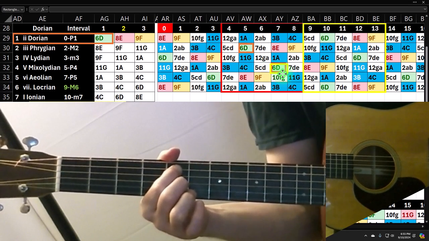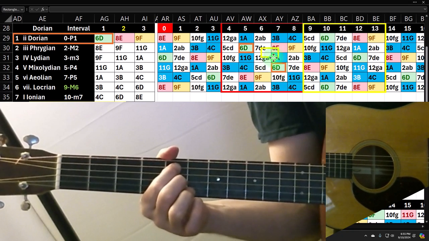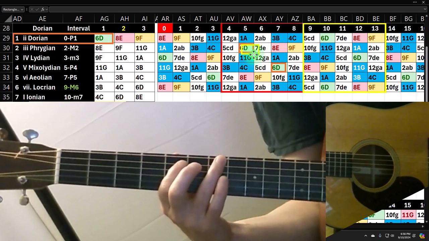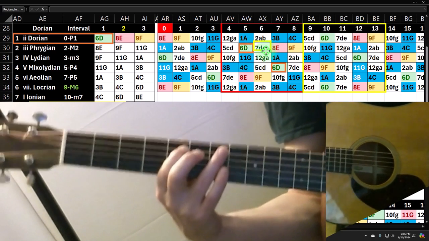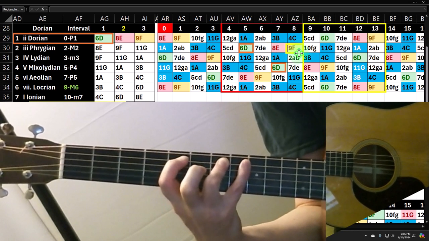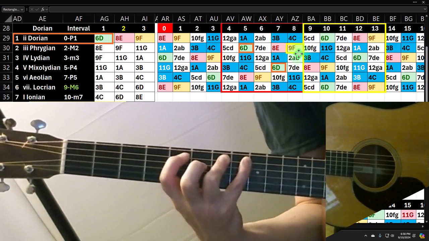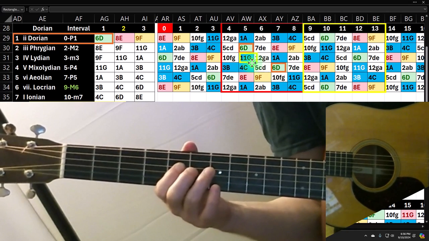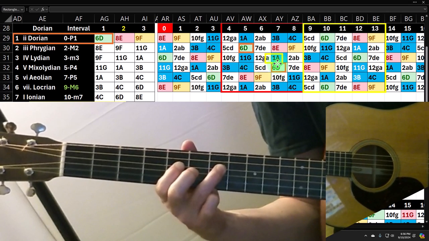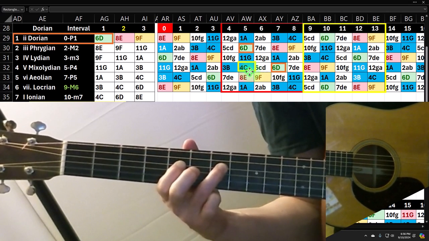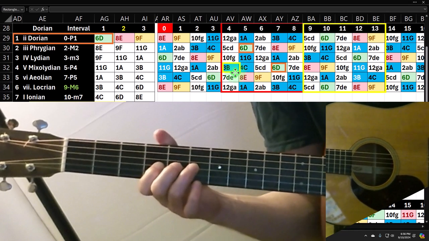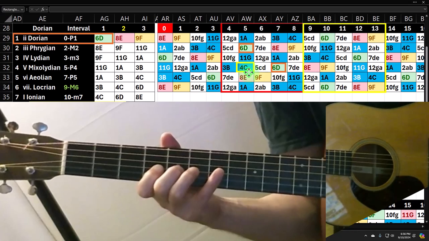Okay, and so I can also just take a look at the intervals here. If I go from the one of the Dorian to the two of the Dorian is a whole step. From the two to the three of the Dorian is a half step. From the three to the four is a whole step. Four to the five is a whole step. Five to the six is a whole step. Six to the seventh of the Dorian is a half step.